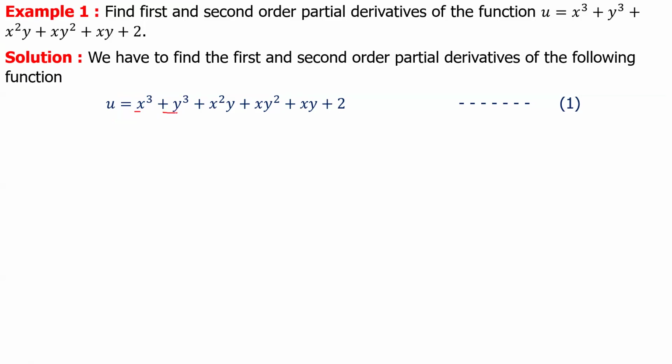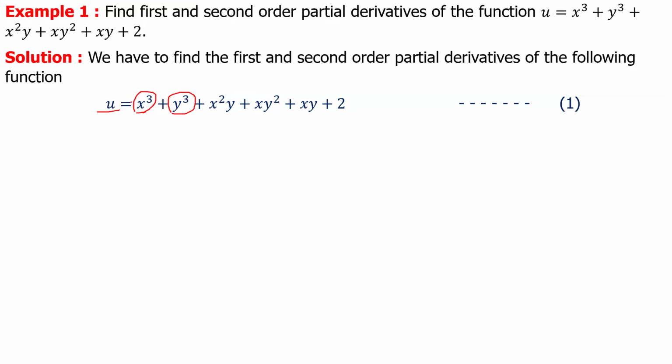We are not able to get the total derivative in this case because x and y both are independent. So the derivative of u with respect to x and the derivative of u with respect to y will be independent of each other. Now, if you want to find the partial derivative of u with respect to x, we consider y constant. And if you want to find the partial derivative of u with respect to y, we consider x constant.